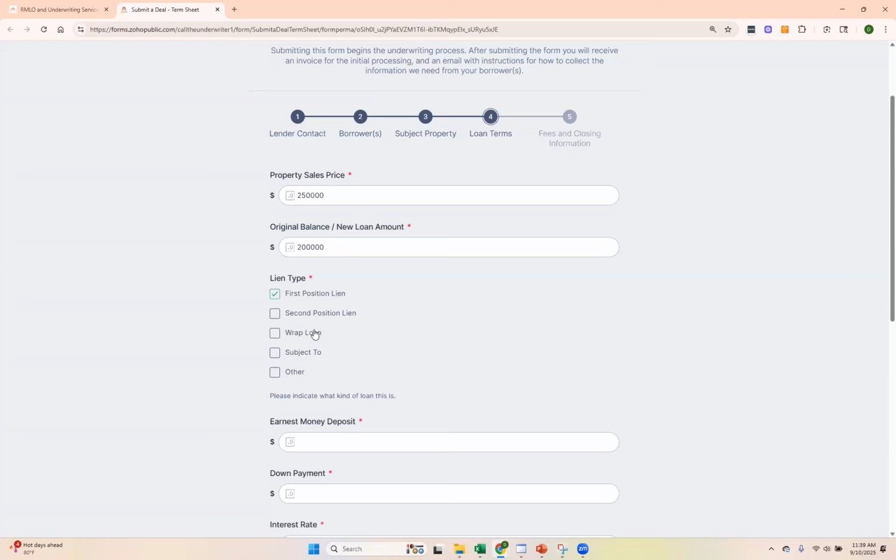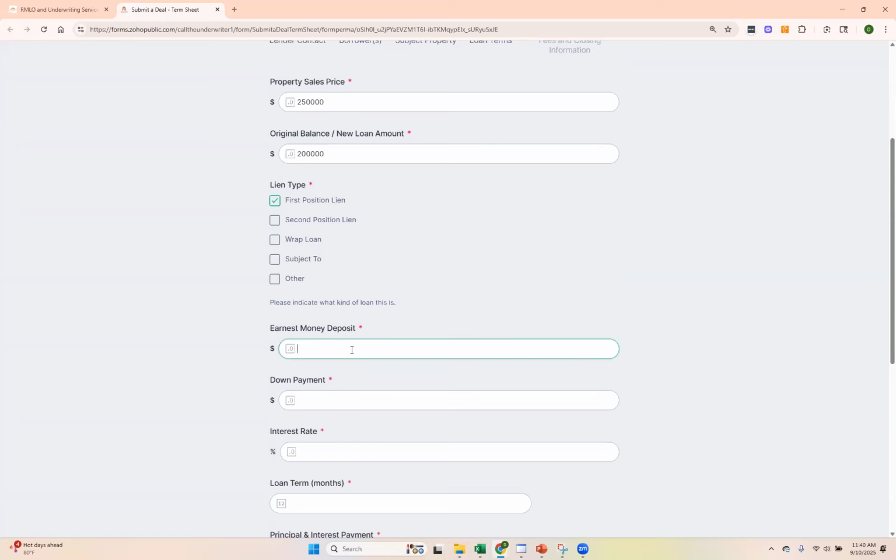Sometimes people are creating second position loans. If it's a wrap or a subject to loan, we don't always necessarily need to know that, but sometimes questions come up later in the process. So this is just to give us a heads up and awareness of what's going on, because sometimes it creates a little bit of confusion if it's a subject to deal and we don't know that going in. If the borrower has made an earnest money deposit, we need to know that.